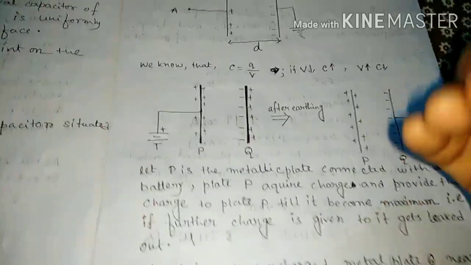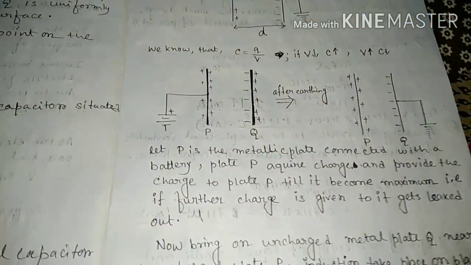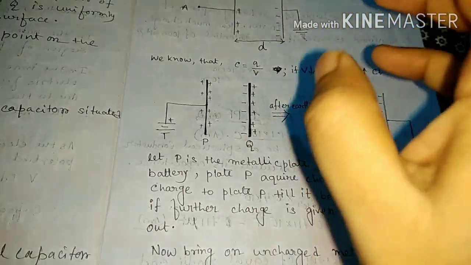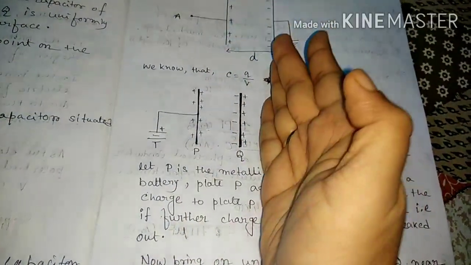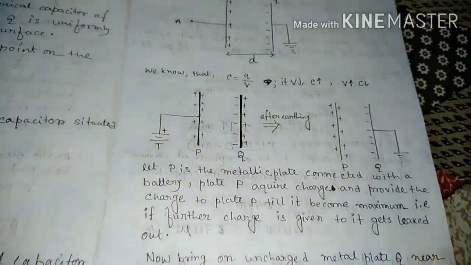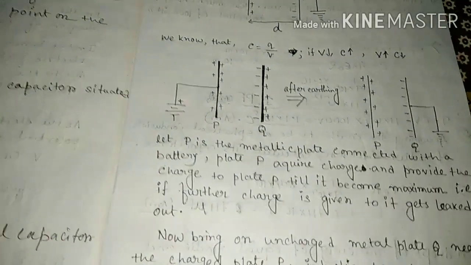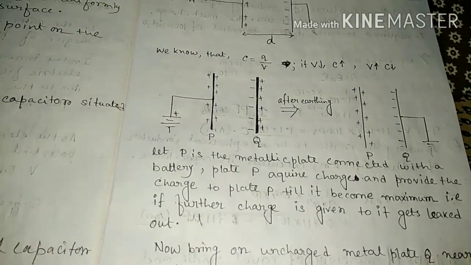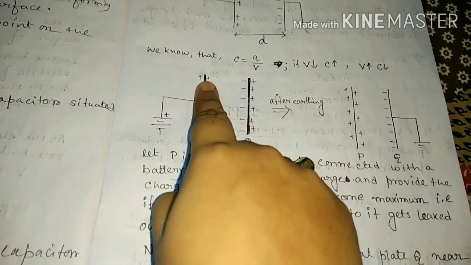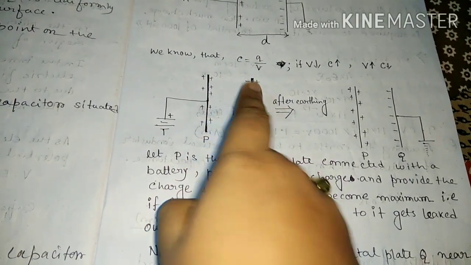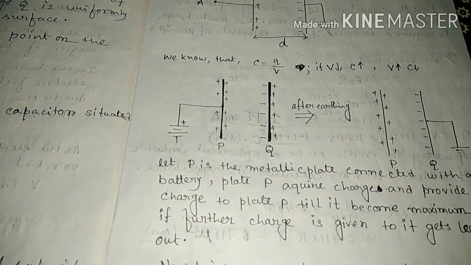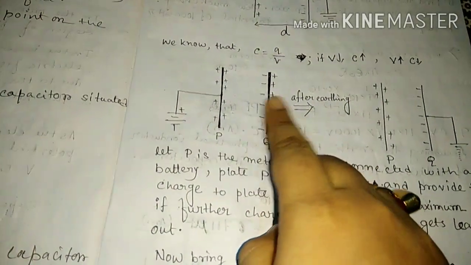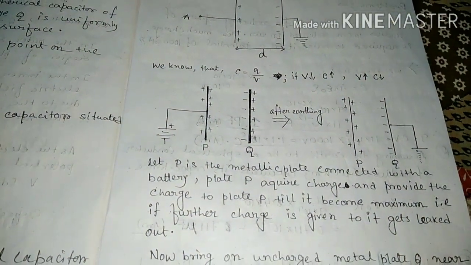Next, step number 2: we bring an uncharged metal plate. Both are metal plates. This is a charged plate, but this is an uncharged plate. When we bring this uncharged metal plate near plate P, the induction process starts. Because positive charge is there, the opposite charge is induced. So it induces negative charges on the left side of plate Q, and the right side of the plate will be positive.